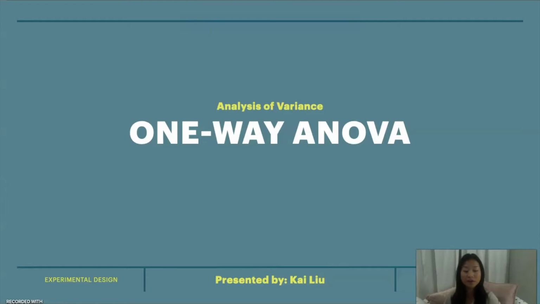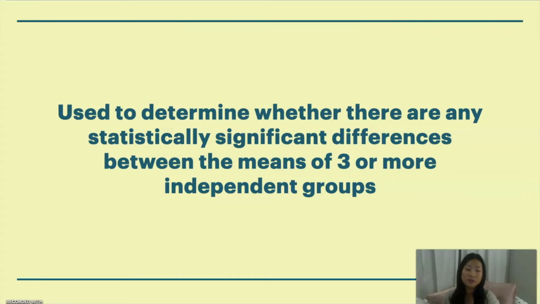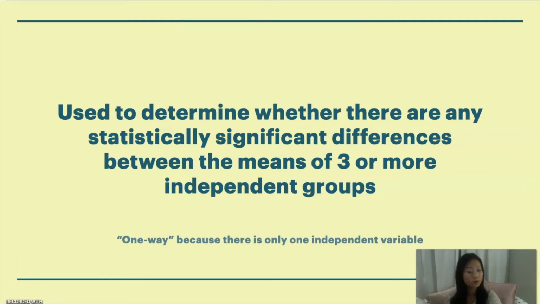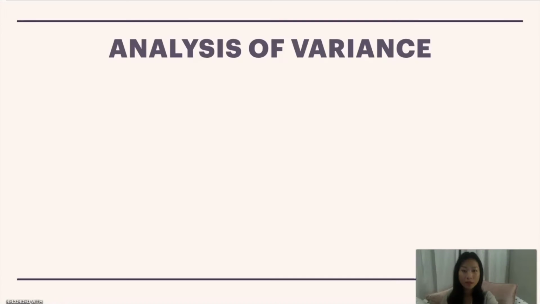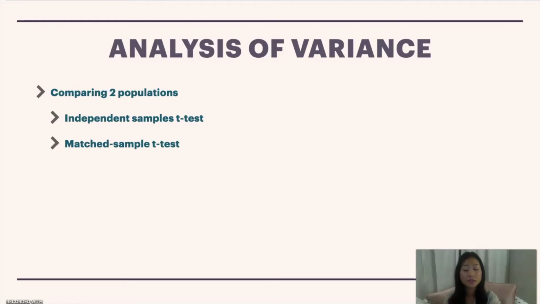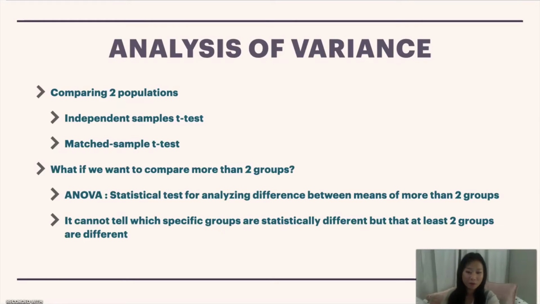or a one-way ANOVA. Alright, so we use this test to determine whether there are any statistically significant differences between the means of three or more independent groups. And it is called a one-way ANOVA because there is only one independent variable. The purpose of this test is to test the difference between the means of, just like I said, three or more groups. So it cannot tell you which groups are statistically different from one another, but that there is a difference among the means of the groups.